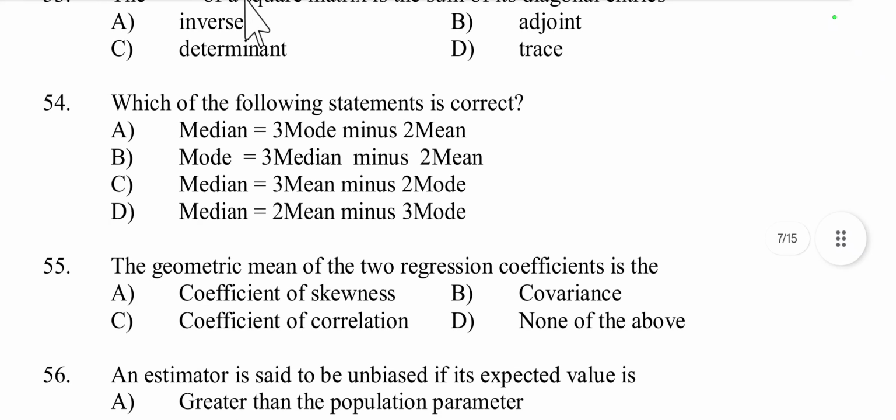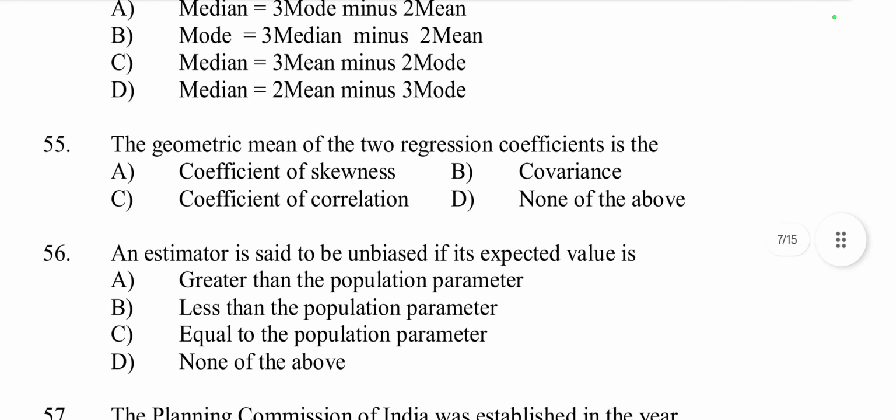Then question number 54, which of the following statements is correct? Median is equal to 3 mod minus 2 mean, mod is equal to 3 median minus 2 mean. Yes, this is the right answer. Mod is equal to 3 median minus 2 mean. This is the formula to find the mode.